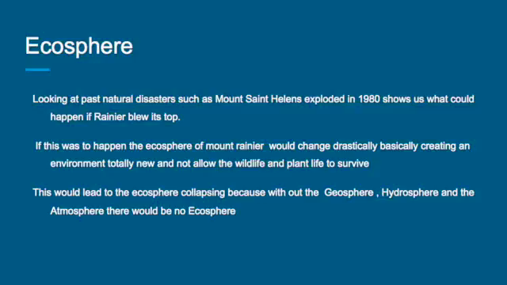Looking at past natural disasters such as Mount St. Helens' explosion in 1980 shows us what could happen if Mount Rainier blew its top. If this was to happen, the ecosphere of Mount Rainier would change drastically, basically creating an environment totally new and not allowing wildlife and plant life to survive. This would lead to the ecosphere collapsing, because without the geosphere, hydrosphere, and atmosphere, there would be no ecosphere.